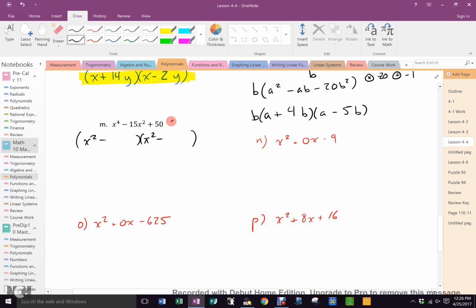So what signs do I need? Negative, negative, and I need to multiply to what? 50 and add to what? 15. Is it 50 and 1? Is it 2 and 25? No. Is it 5 and 10? Yes. 5, 10. Done.